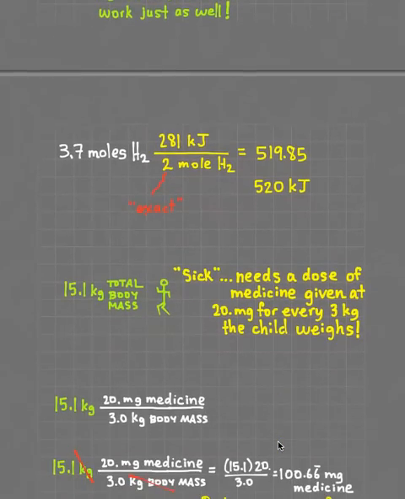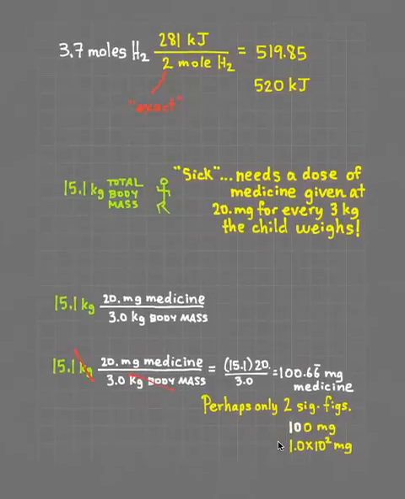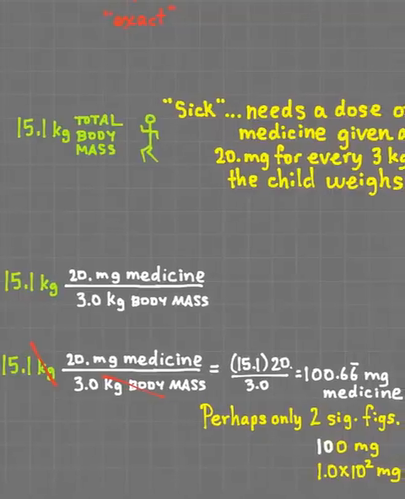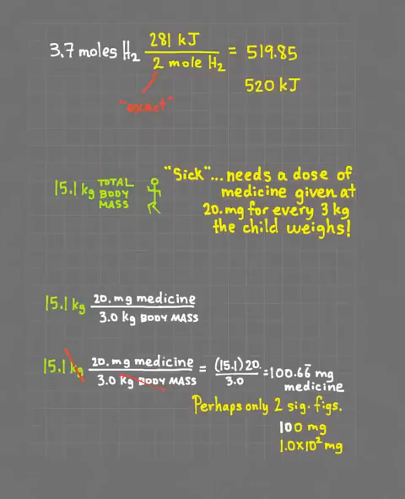Here's a good example from medicine. A little kid weighs 15 kilograms, 15.1 kilograms is mass. Is that going to be too big? Yeah, a little bit too big. Shoot. Go back smaller.